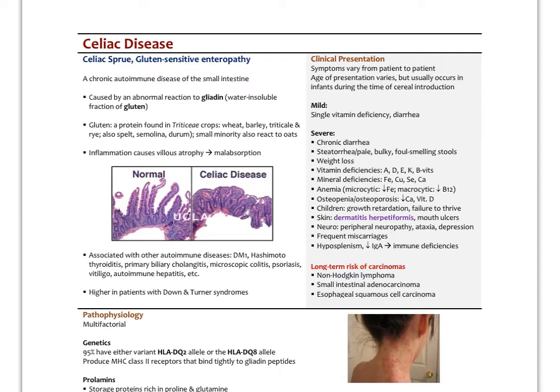So it's specifically in gluten, there is a water insoluble fraction called gliadin. So it's specifically an immune reaction to gliadin. Gluten is a protein complex found in the wheat crops. So the wheat family, so wheat, barley, triticale, rye, also spelt, semolina, durum. Now oats technically is not in the same family, it's a different family, but some people do cross-react to some of the protein complexes in oats. The other thing is a lot of oats is processed in factories that process these same grains, so there's contamination. And so it's hard sometimes to separate those.